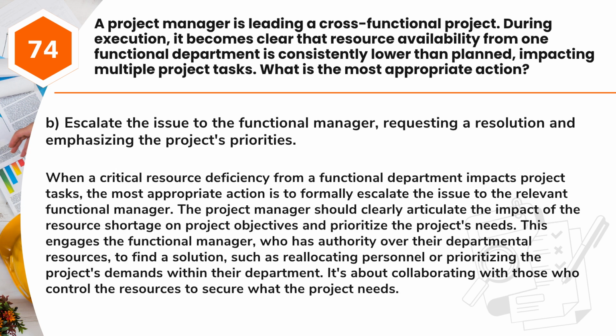Answer: B. Escalate the issue to the functional manager, requesting a resolution and emphasizing the project's priorities. When a critical resource deficiency from a functional department impacts project tasks, the most appropriate action is to formally escalate the issue to the relevant functional manager. The project manager should clearly articulate the impact of the resource shortage on project objectives and prioritize the project's needs. This engages the functional manager, who has authority over their departmental resources, to find a solution, such as reallocating personnel or prioritizing the project's demands within their department. It's about collaborating with those who control the resources to secure what the project needs.